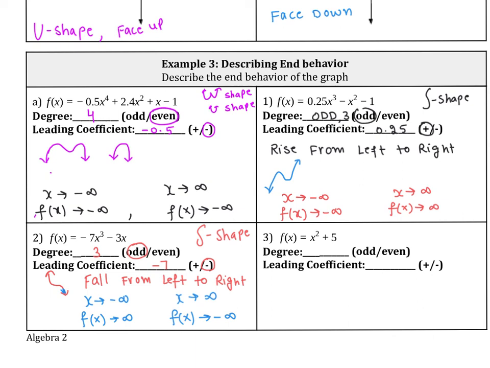Next is number 3. The degree is 2 and is even. The leading coefficient is 1 and is positive. It's going to face up. So it doesn't matter where x approaches, negative or positive side. Both strings for y are approaching positive infinity. You can see that both strings are going up and up and up forever. So y is approaching positive infinity.